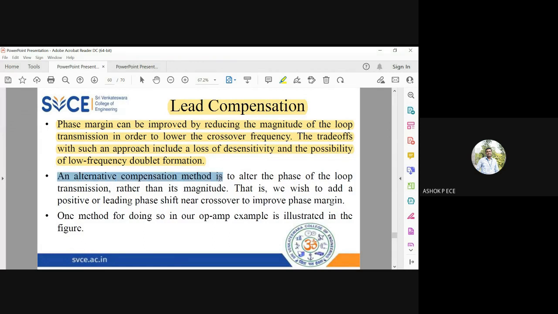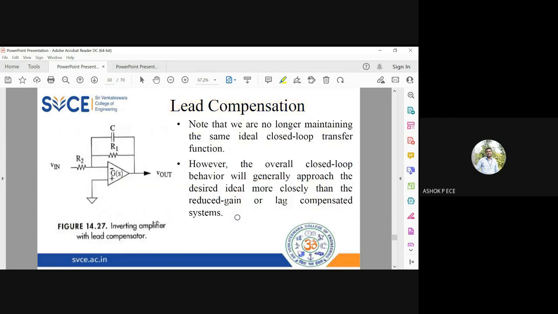Now, alter the phase rather than the magnitude. Don't touch the magnitude, just alter the phase. So I'm going to add one network which is going to improve the phase margin. That is not going to disturb the gain of your network.